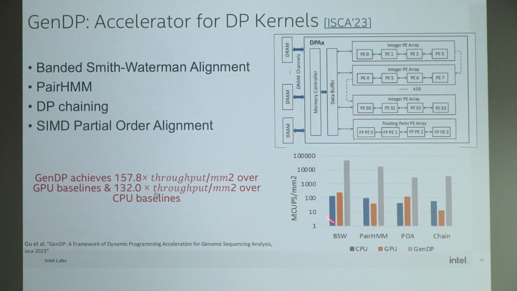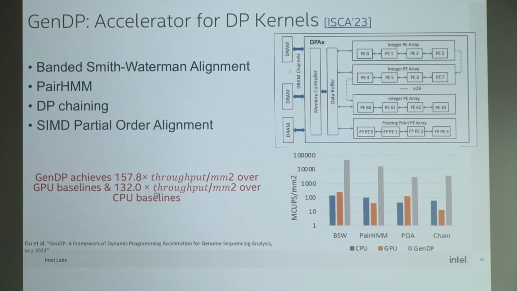And again, we did a pretty good job with this. We got really good speedups here, right? You can see 157 and 132 over CPU and GPU baseline. This paper was recently published in ISCA. If you are interested, you can go and check it out. But that was about 4 kernels, and of course the journey continues.